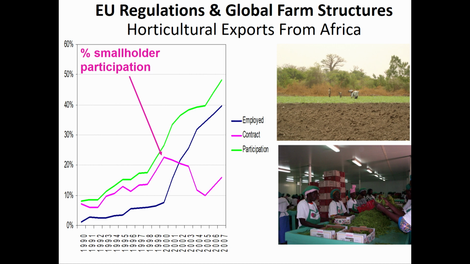This is around 2000, so that's when the regulations are introduced and tightened in the EU, and it really affected basically some of these value chain supply structures in Africa. This is data from Senegal, actually, and so smallholder participation really went down afterwards.